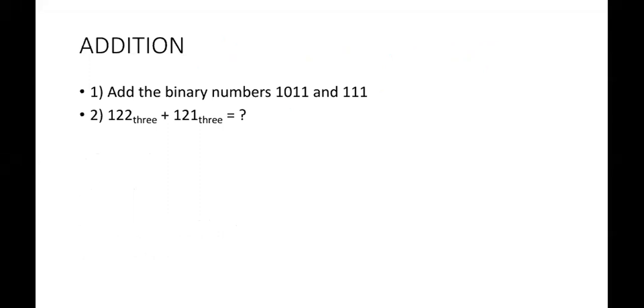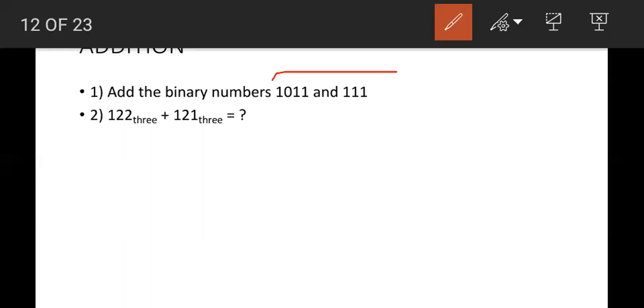So the first question says, add the binary numbers 1011 and 111. Look at this question. Our base is not indicated. But when you read the question again, you are told to add the binary numbers. It means those numbers are binary already. They are in base 2. So you can just say binary system or binary number.